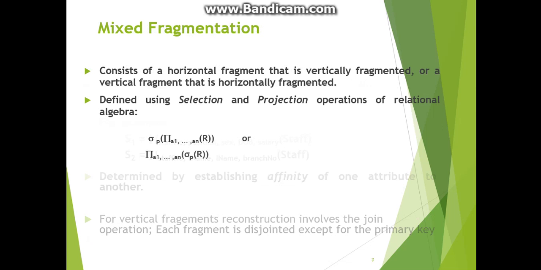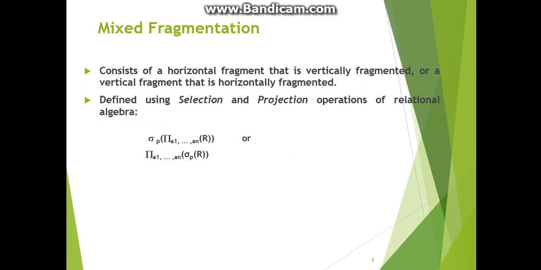Then mixed fragmentation, also called hybrid fragmentation, consists of a horizontal fragment that is vertically fragmented. That means the data is first horizontally fragmented, and next it is vertically fragmented. You apply two filters to the data. It is the projection followed by selection, and it is defined by using the selection and projection operations.